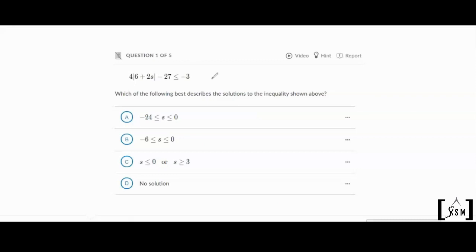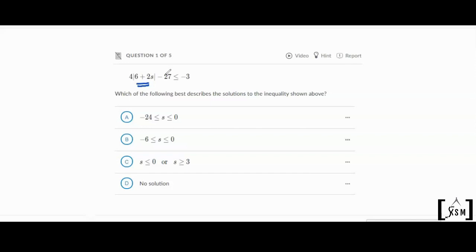Now we'll be solving questions on inequalities. You can see the inequality on the screen. The question is asking, which of the following best describes the solution to the inequality shown above? In the inequality, you can see, guys, there is an absolute value. So we'll learn how to solve absolute value, no problem.